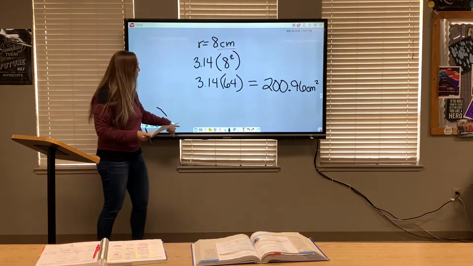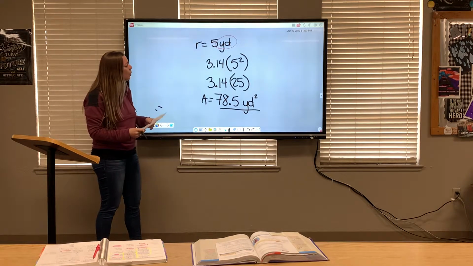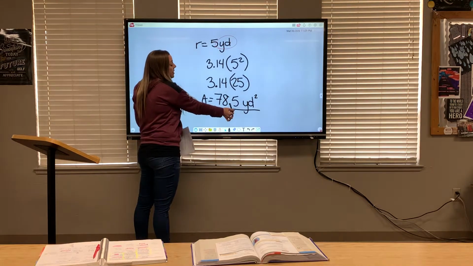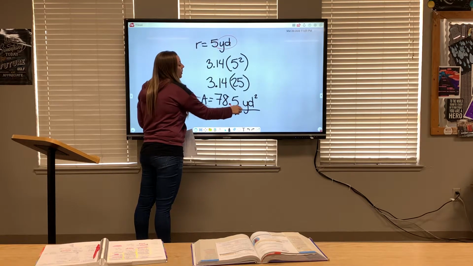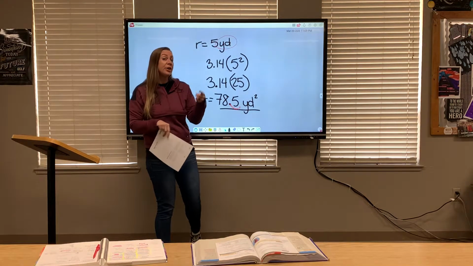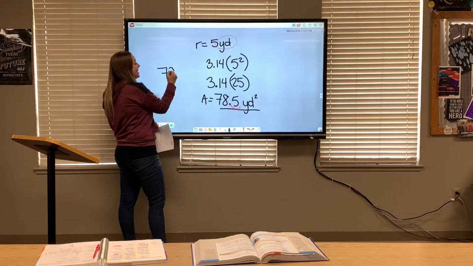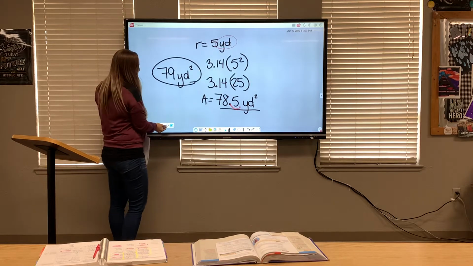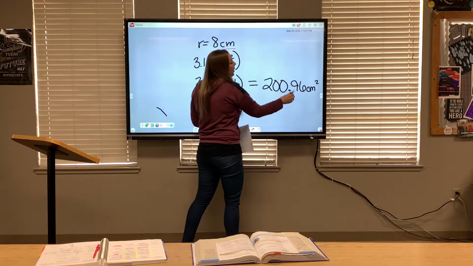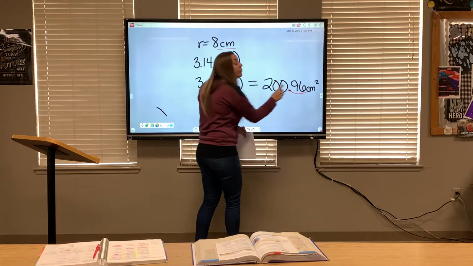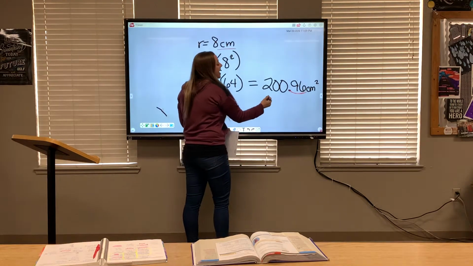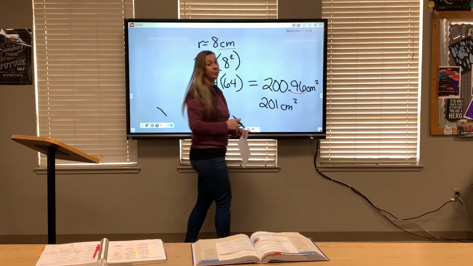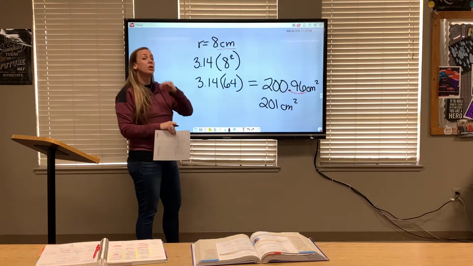So now's where I'm gonna go back to number one. Number one was 78.5. Because when I round, I look at the first decimal spot because I wanna go to the whole number. If it's 5 or higher, I'm gonna round up. So this becomes 79 yards squared, okay? If I go back to number 2, I have 200, I wanna round to the nearest whole number, so I'm gonna look at that first spot after the decimal, and it's a 9, so I'm gonna round this up to 201 centimeters squared, okay? So that's our area using the radius.